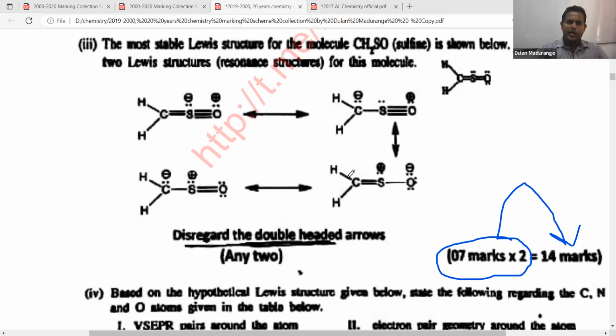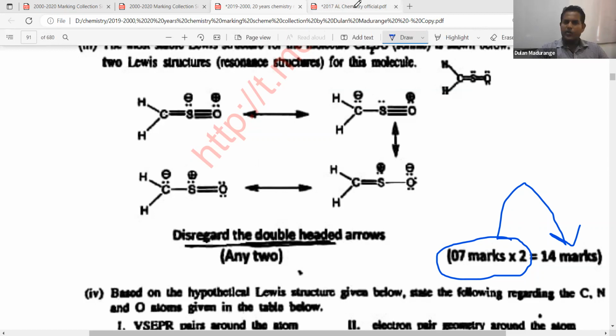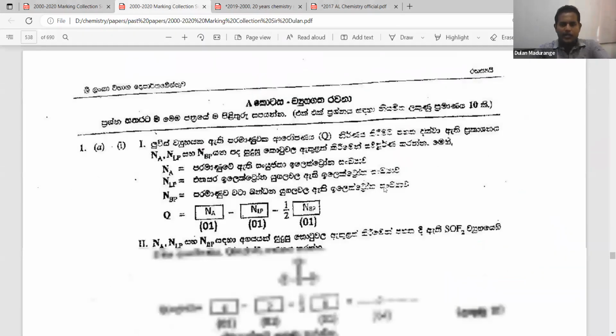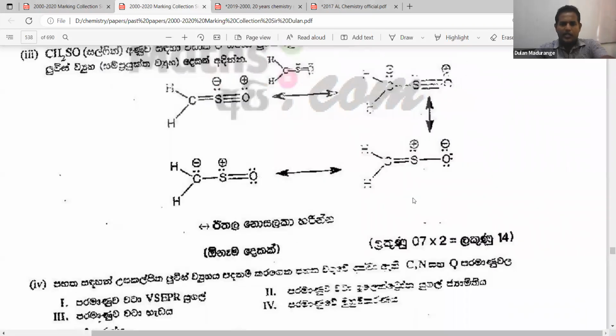Only 2 structures you have to draw, but in carbon you can't have a triple bond because it will exceed the octet around carbon. You can see the structures. If you want to get a clear view, I'll show the Sinhala medium mark scheme also for this one, and this is the Sinhala medium mark scheme also.